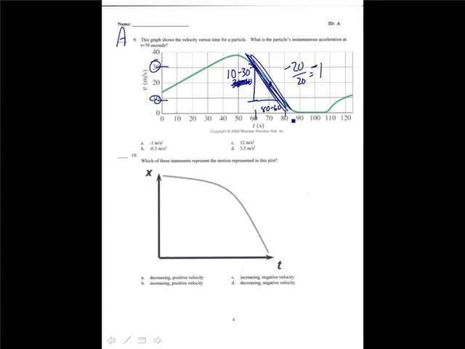Which of these statements represents the motion represented in this plot? The answer is increasing negative velocity. You want to look at the slope. The slope is negative, and the slope gradually increases, but it increases in the negative direction.